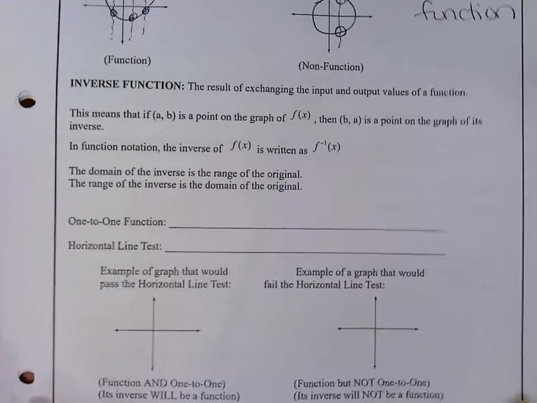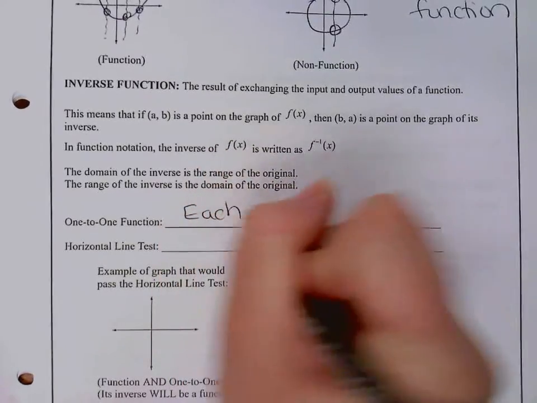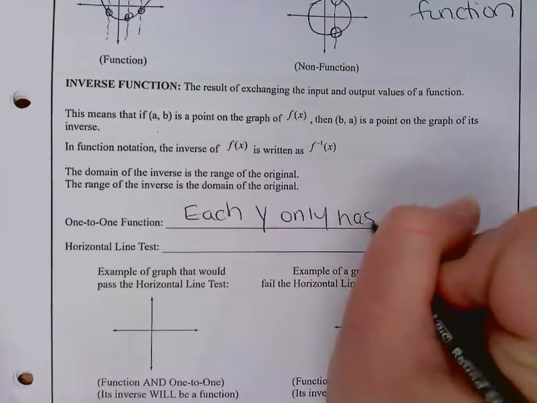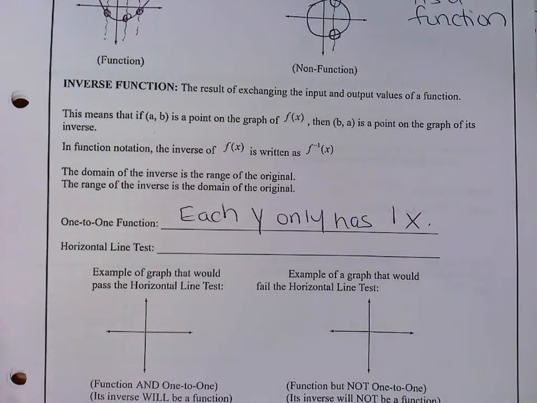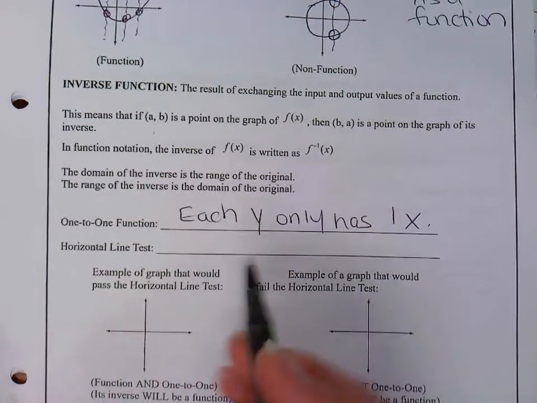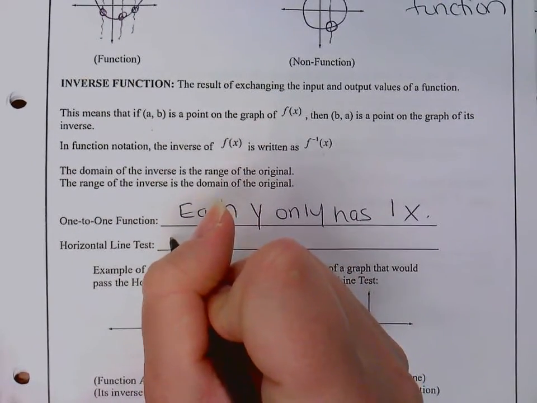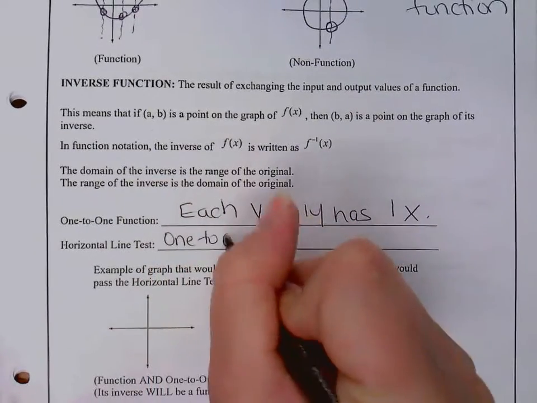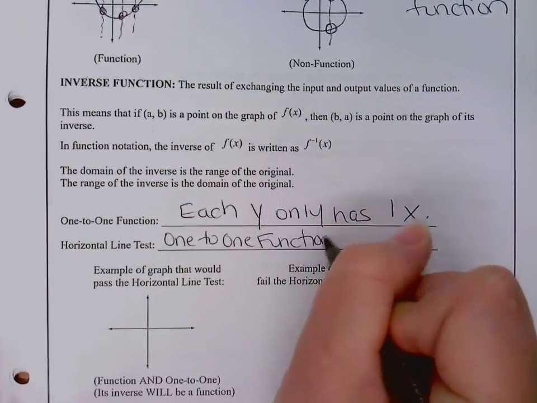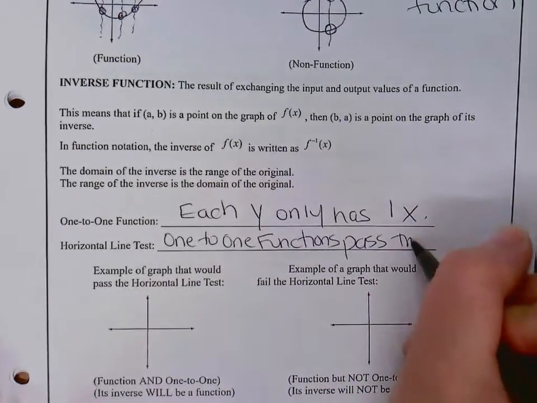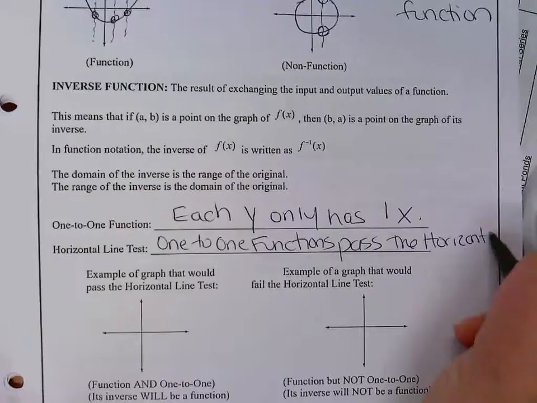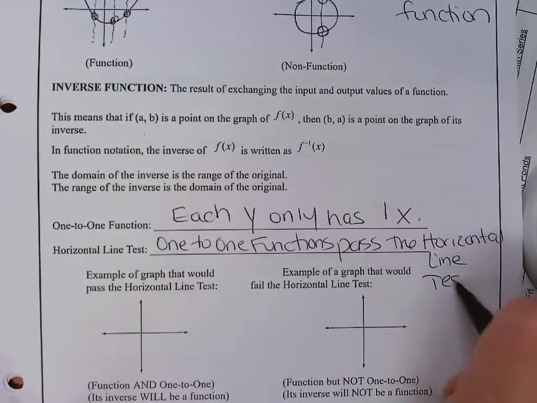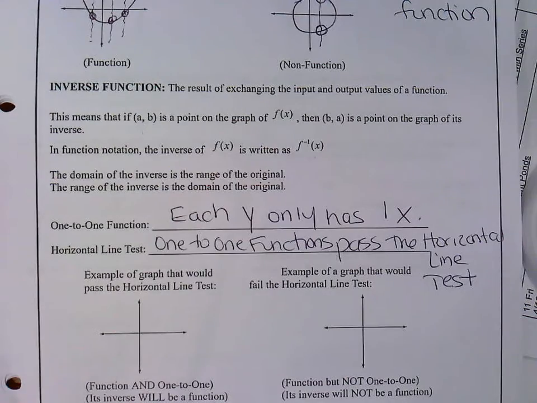A one-to-one function: each Y only has one X. So basically, for it to be one-to-one, each X has one Y and each Y has one X. And the horizontal line test tests for a one-to-one function. I'll say one-to-one functions pass the horizontal line test, because it's the same thing as the vertical line test. If you draw a horizontal line, you can only touch it once.